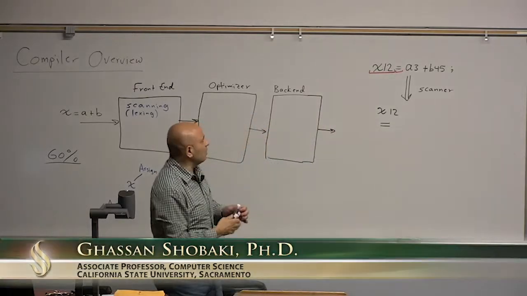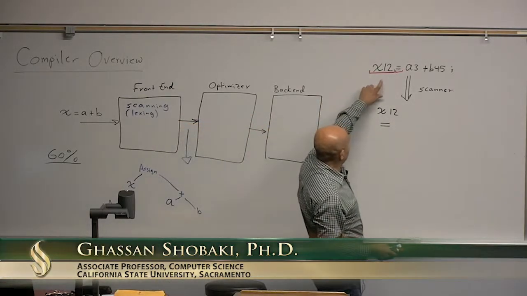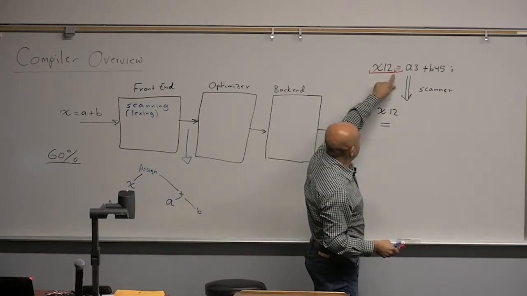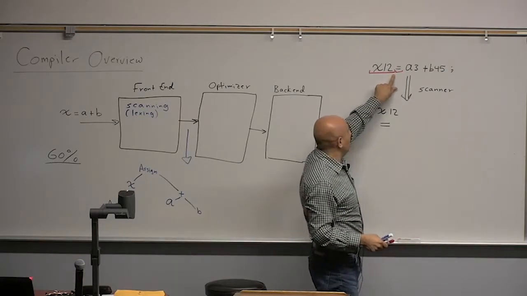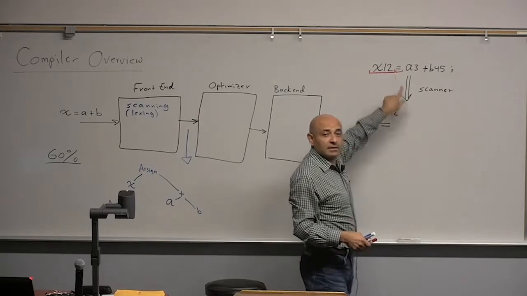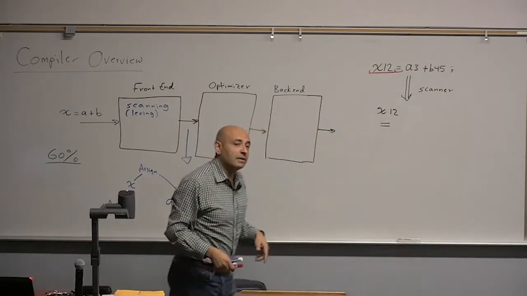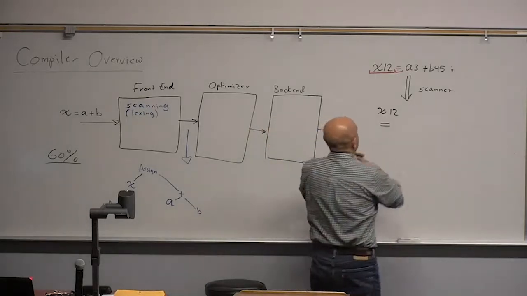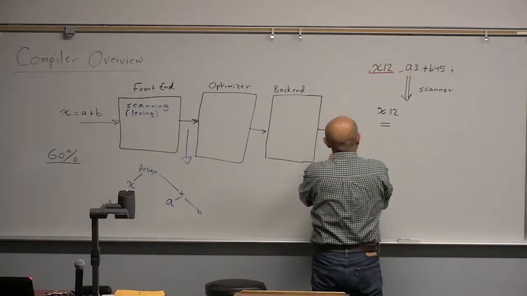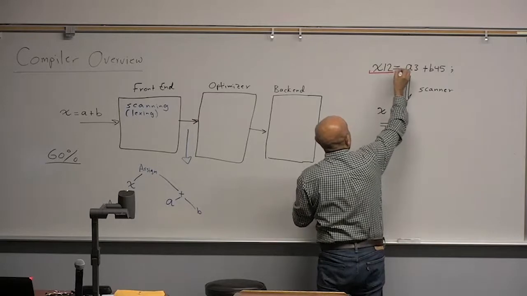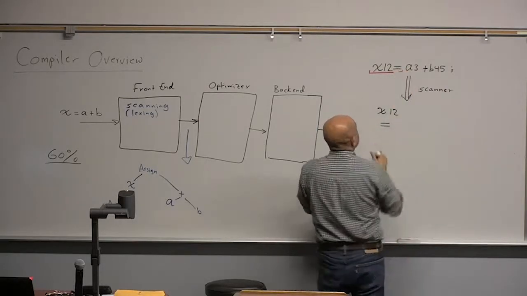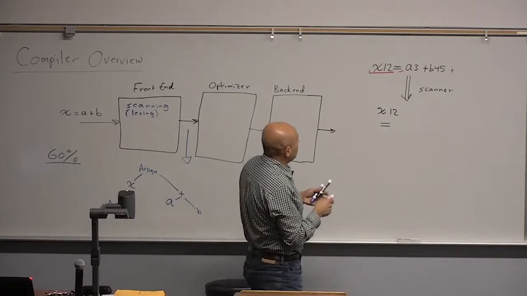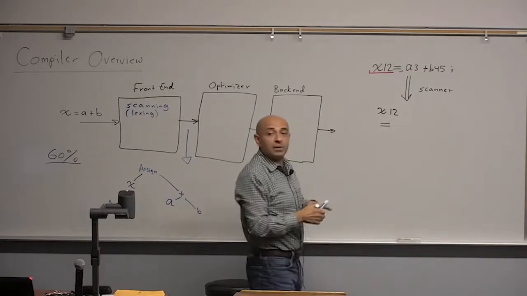Now, how did it know that? How did it know to divide it up this way? How did it know that this point is the end of the first token and the start of the next token? Because it's an equal sign. Okay. Space? No, even if we don't have space, many languages do not require space here. Requiring space makes the compiler's job easier, but it makes the programmer's job harder.